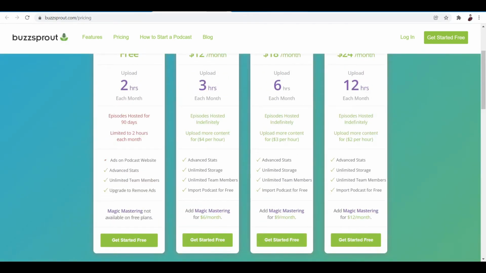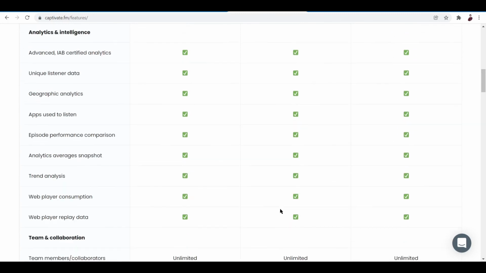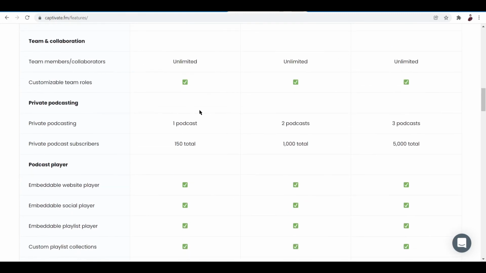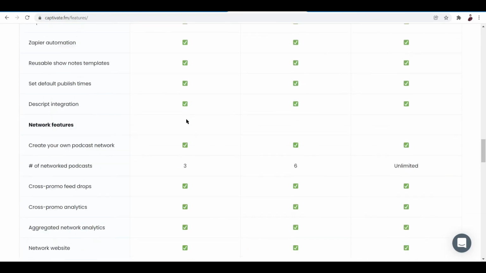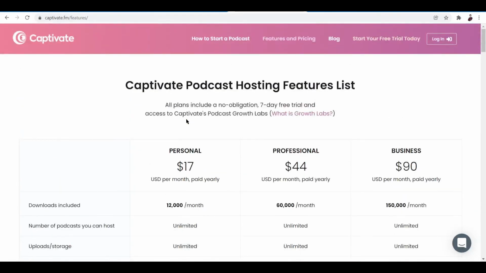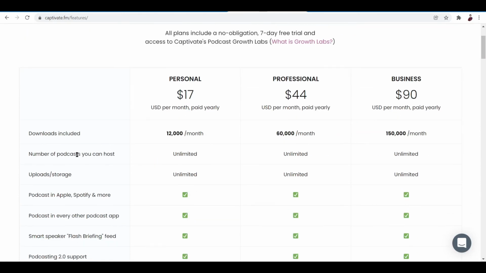Okay, so let's take a look at how many hours you can actually create here. This is for private podcasting. I really can't see how many hours you can upload, so I assume it's unlimited. Yeah, unlimited, it's right here. No emphasis on how many hours of podcasts you can actually upload. It just says here number of podcasts you can host: unlimited. And for $17, you get unlimited already, you guys. Starting from their personal plan, it becomes unlimited already.